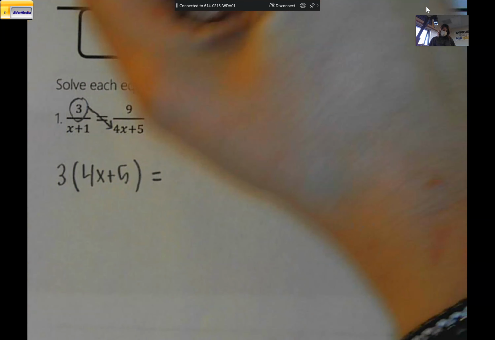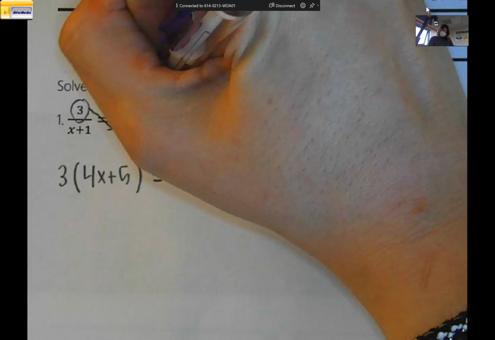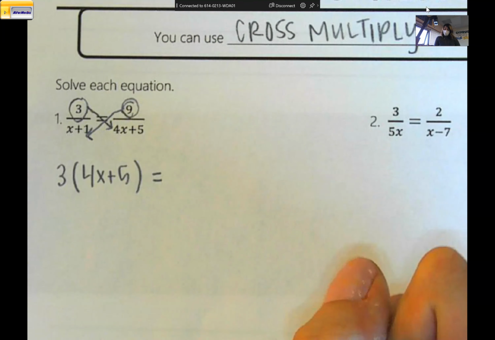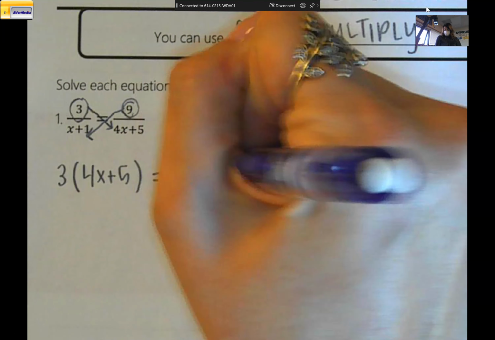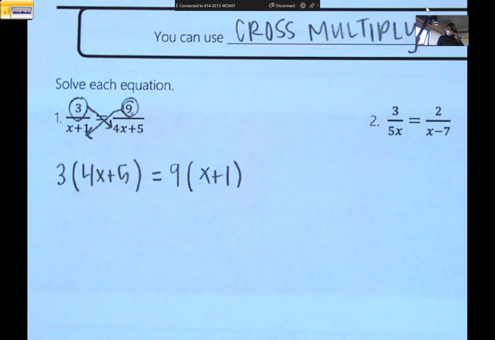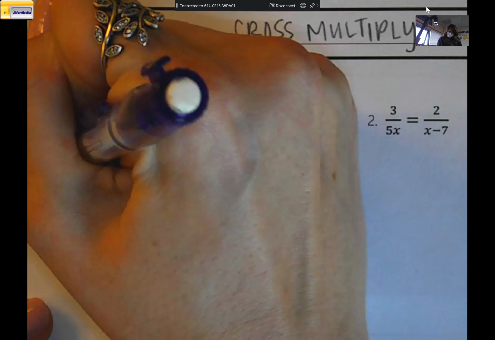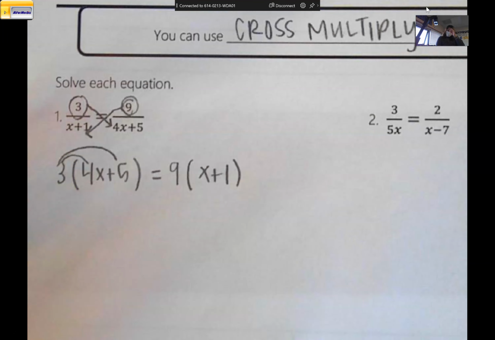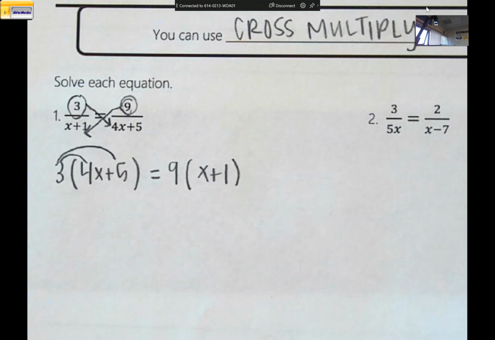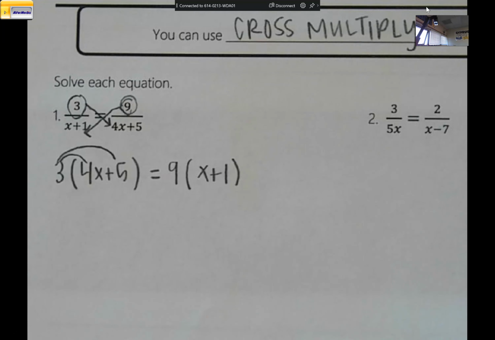Then you're going to take this top right, cross it down, and multiply the x plus 1. So 3 times 4x plus 5 equals 9 times x plus 1. Yes? Now you distribute on the left side that 3 into each term. So you try that without me for just 1 second.